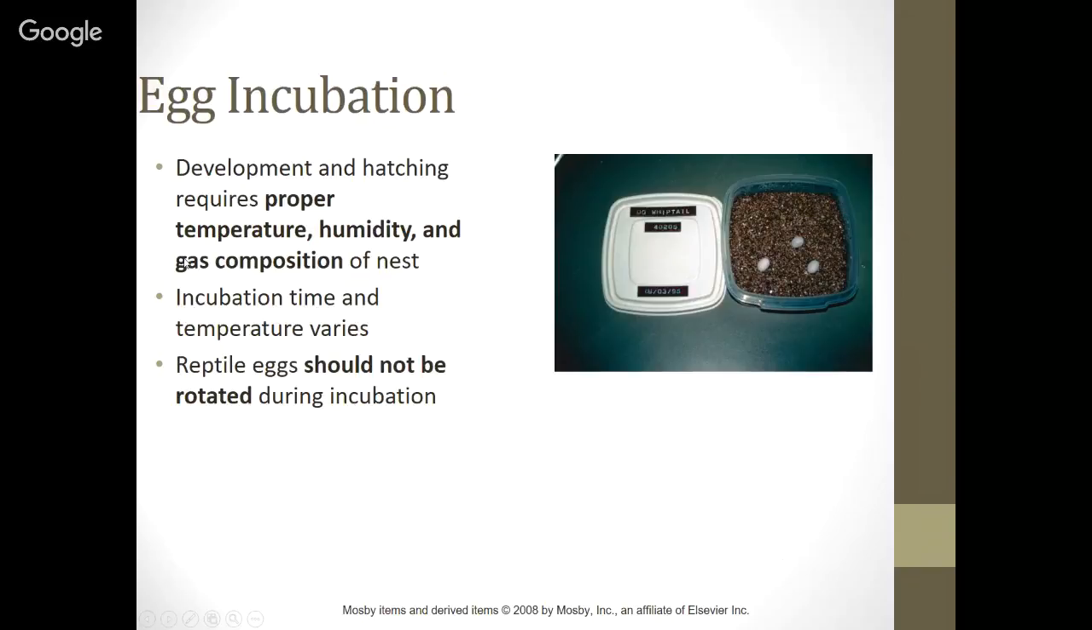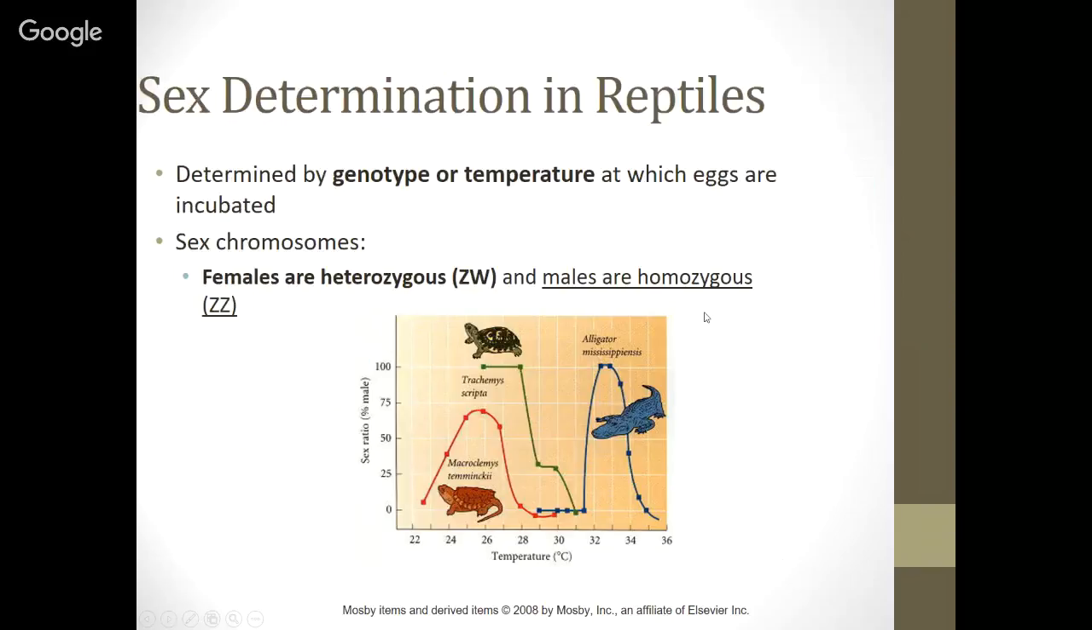Egg incubation. Development and hatching requires proper temperature, humidity, and gas composition of the nest. Incubation time and temperature varies depending on species. Reptile eggs, in contrast to avian eggs, should not be rotated during incubation. You just want to put them in and leave them sit and just keep them in the right environment.